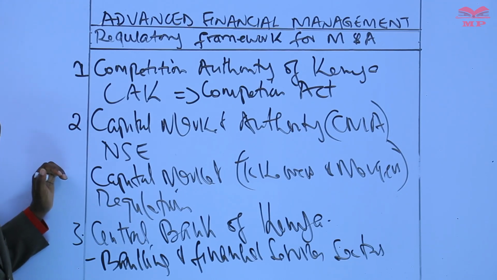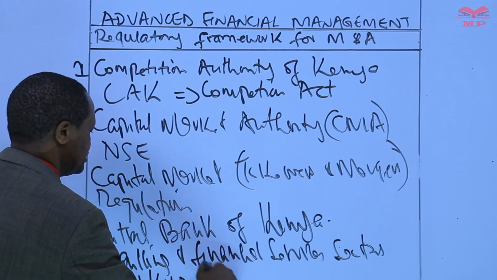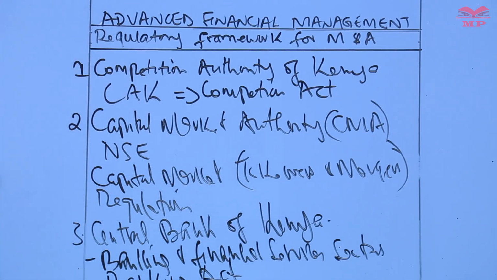And the Banking Act also requires that financial institutions should obtain the central bank approval for mergers and acquisitions. So we have here the Banking Act as another piece of legislation that guides mergers and acquisitions in the banking and financial services sector. The companies that operate in the banking and financial services sector that wish to merge or to engage in acquisition activities must seek approval from the Central Bank of Kenya.